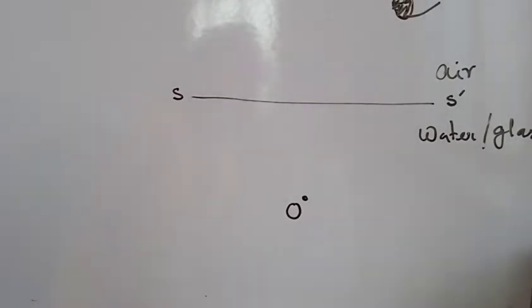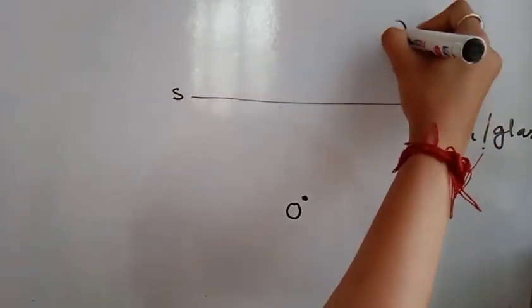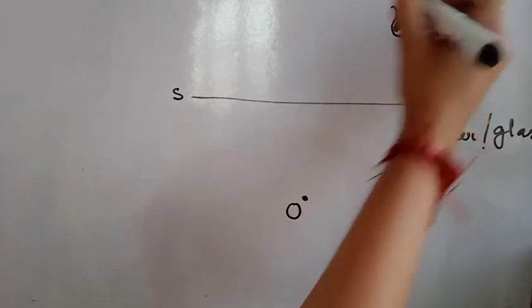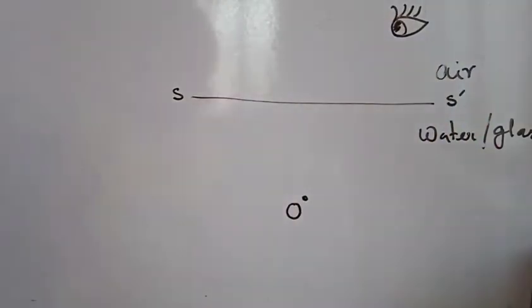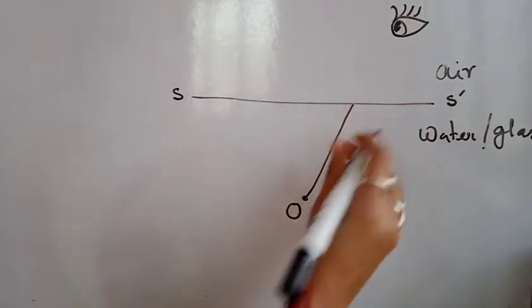As we are looking at it from air, the light ray must enter my eye. So I am drawing this eye a little here. The light ray from O will enter my eye so that I can see the object. So here I will draw a ray of light which is entering my eye. So the light ray is coming in this position.